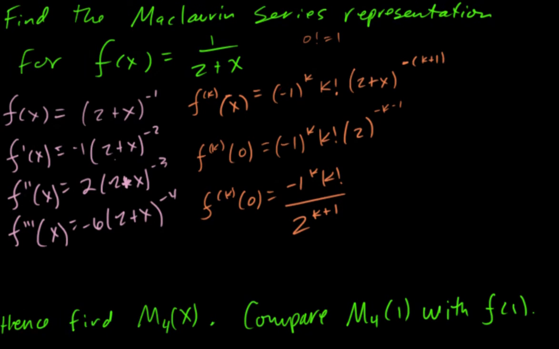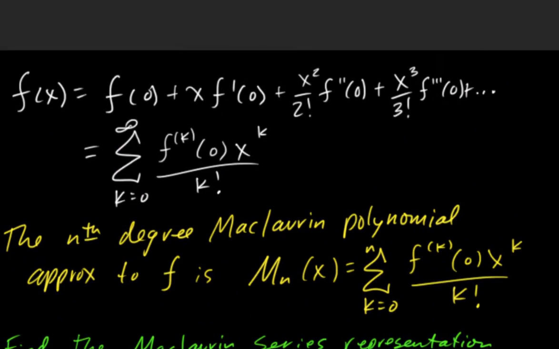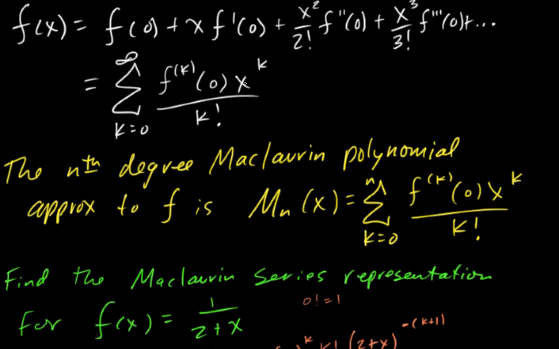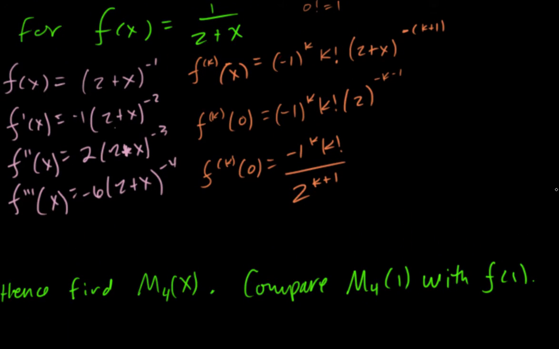Okay. Now we're going to plug it into the formula. So f with the derivative k of 0, so that's what we just developed. So we need to times it by x to the k and put it over k factorial. Actually, let's do it this way. If I plug in a 0 for x, we're going to get 1/2.